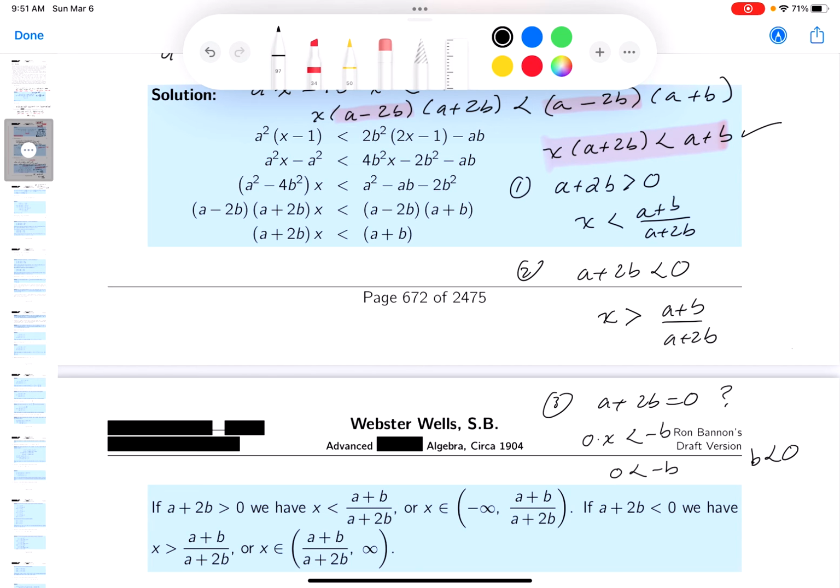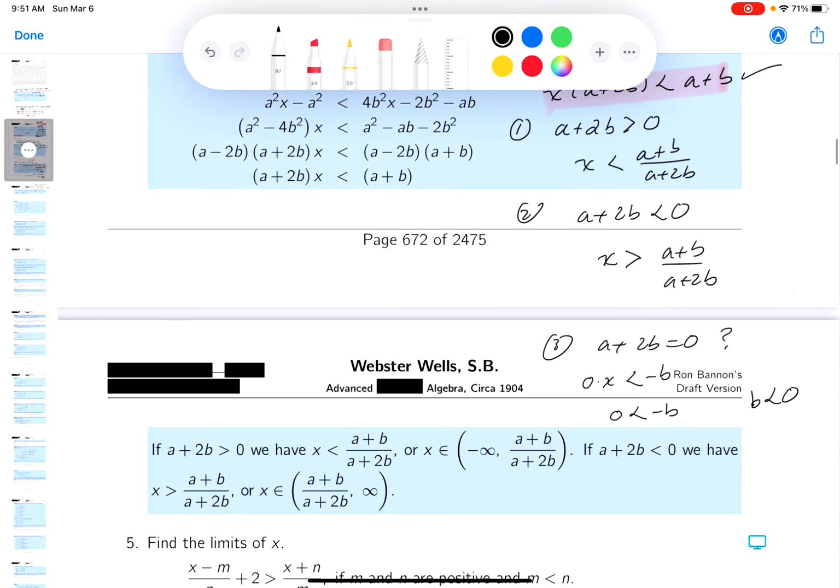So let's talk about the solution now. And again, the two solutions we're really looking for, number 1, and number 2. And I want to see if I got those solutions. So let's look at the first one. a plus 2b is greater than 0. Well, I see that. It's right over here. They write the interval down for you. What's the interval? Minus infinity up to that.